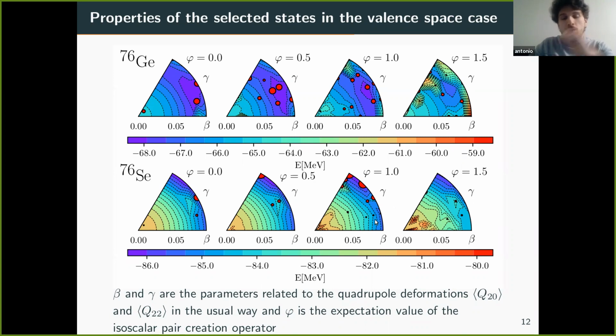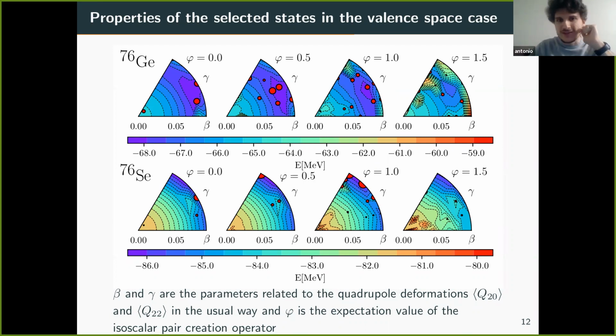And I hadn't said that there is a relative size with all of these points, meaning that it has a larger contribution to the ground state wave function the larger the size, the larger the circle is. So it's like the probability for the ground state wave function to be found on this particular state. This is related to the collective wave function probability.